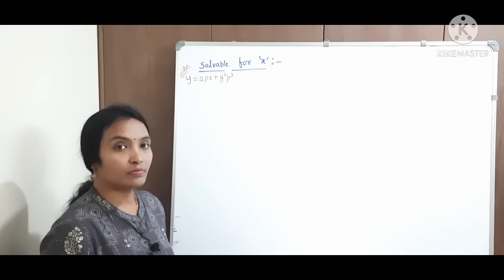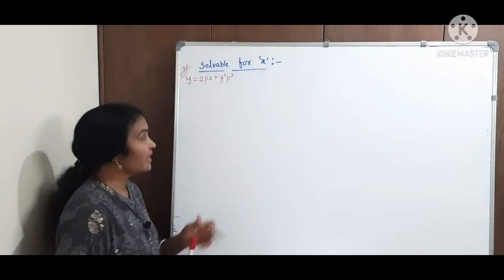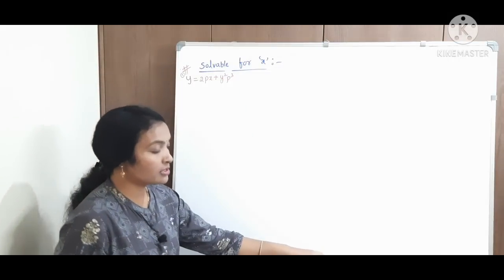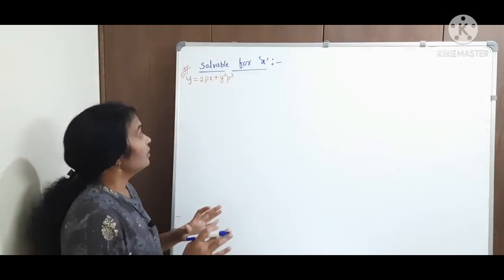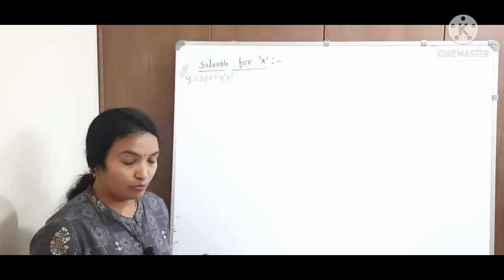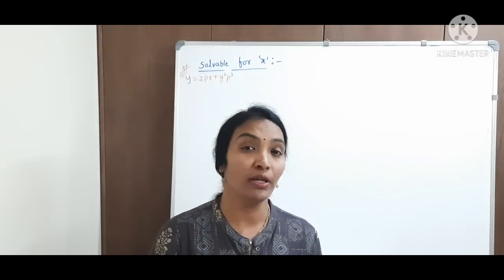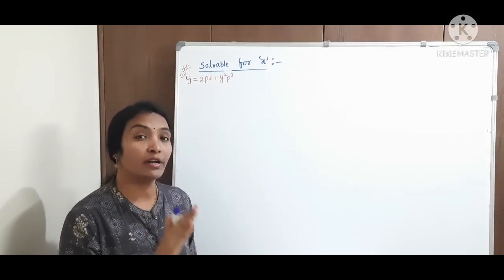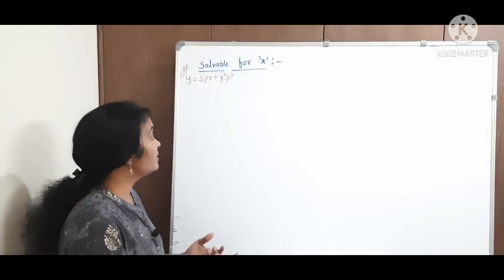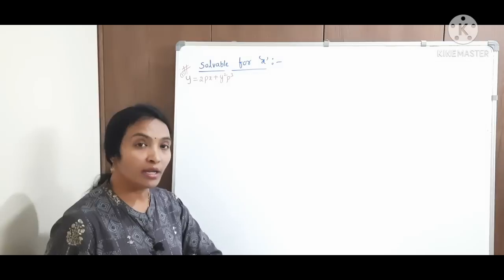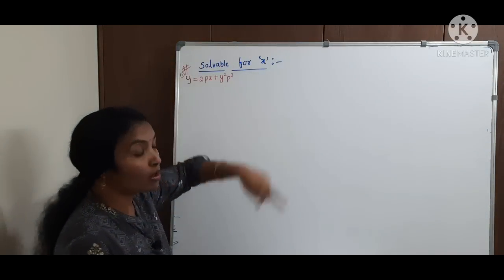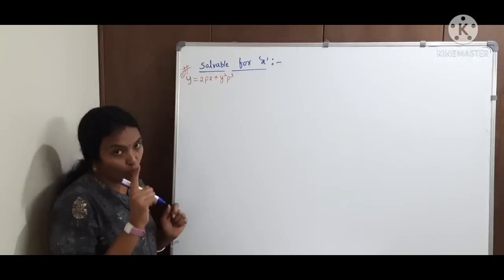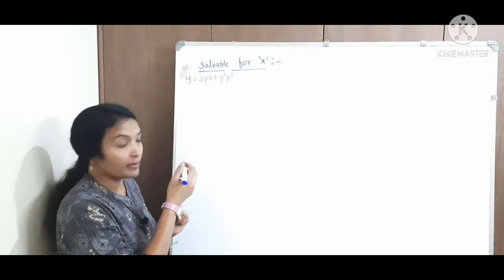Okay. Now, the problem is y is equal to 2px plus y square p cube. Here, first observe the equation. What do we have to identify here? The power of x should be 1. Only if it is compulsorily 1 are you going to apply this solvable for x. See, in this, what is the power of x? 1. Then apply our method.